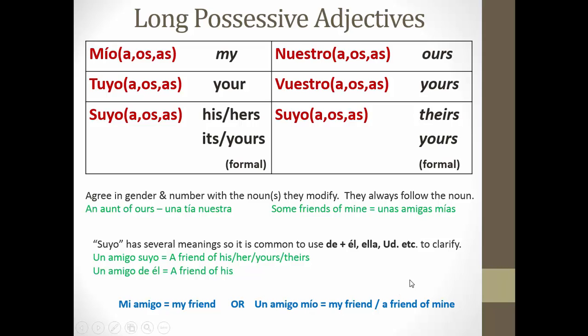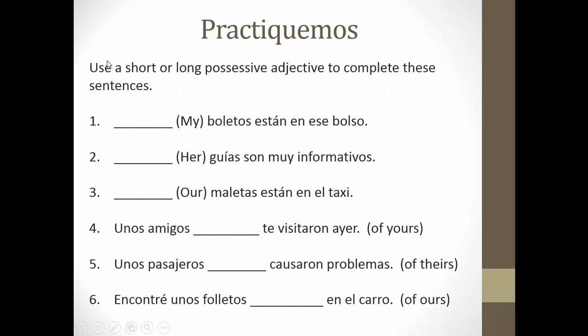Okay, let's do a little bit of practice. I would like you to use a short or a long possessive adjective to complete these sentences. You'll notice for the first 3, you need a short possessive adjective, because the blanks here come before the noun. For examples 4 to 6, you can tell here you need a long possessive adjective because the blanks are coming after the noun.